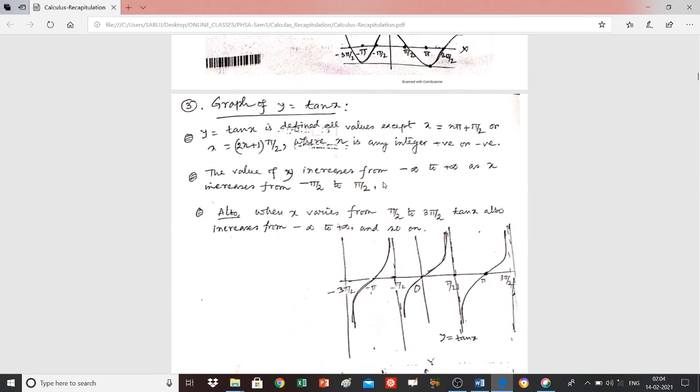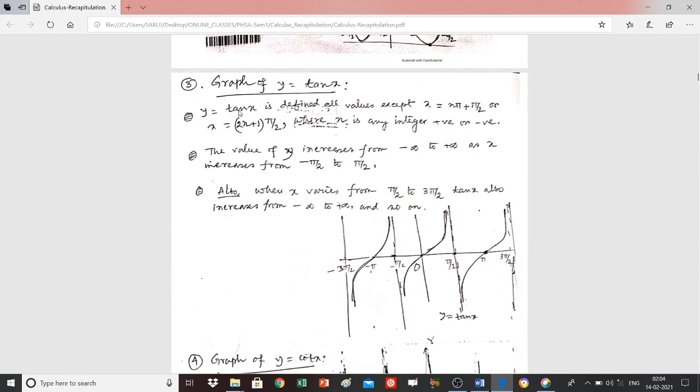Now the graph of y is equal to tan x. y is equal to tan x is defined for all values except x is equal to (2n plus 1) into pi by 2, because you can write tan x is equal to sin x by cos x, and cos x for the odd multiples of pi by 2 is 0. So in that case, tan x cannot be defined. So tan x is not defined for the values of (2n plus 1) pi by 2.